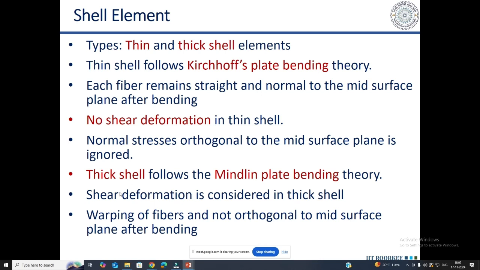Then again, when you go to thick shell, it will follow the Mindlin plate bending theory. This is actually considering the shear deformation also. So what happens because of shear deformation, you will see warping of fibers, means now if you consider a fiber or consider a plane perpendicular to the neutral axis, this is not going to be straight and normal to the mid surface. You will see some kind of warping or undulation on the surface.